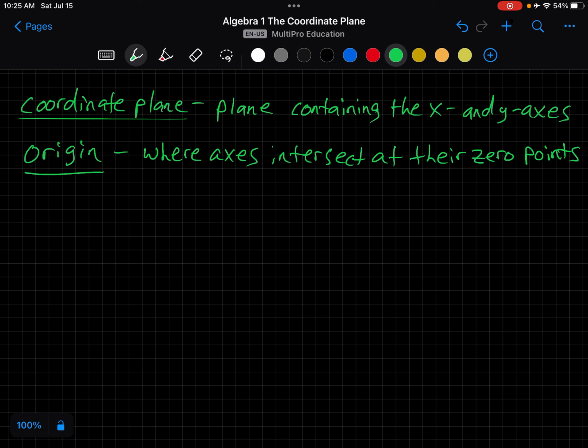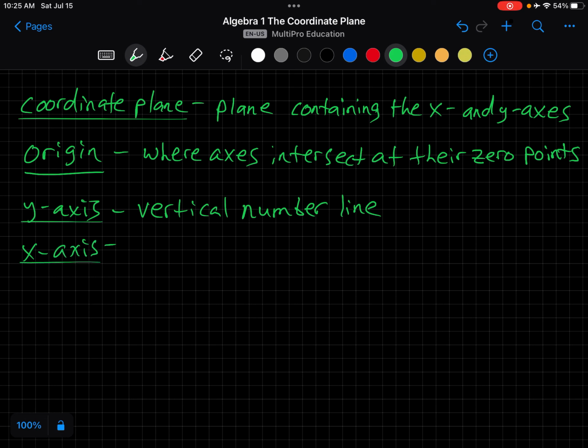Alright, now we've already talked about these a little bit, but what is the y axis? The brain and the hand are not communicating today. Alright, this is a vertical number line. We've been talking about number lines, right? And usually we do a horizontal one. So if we just rotate it and make it go vertical, then it's vertical. And then we got x-axis. And this is basically like our horizontal number line that we've been using all this time.